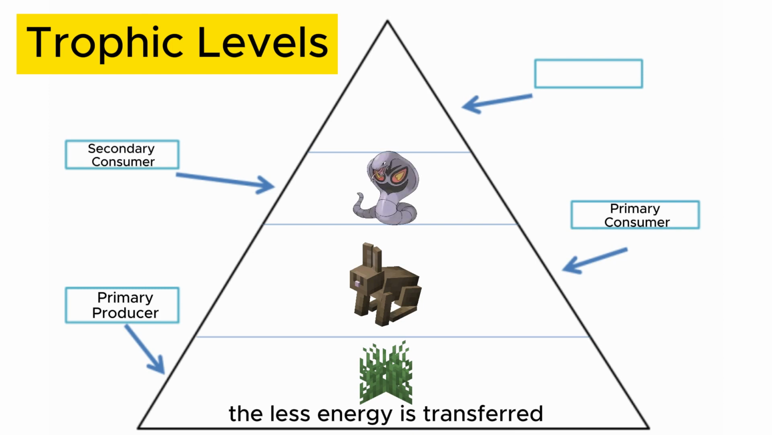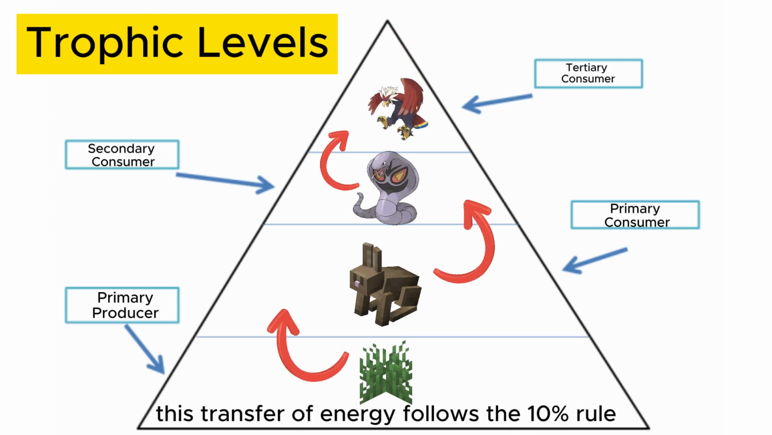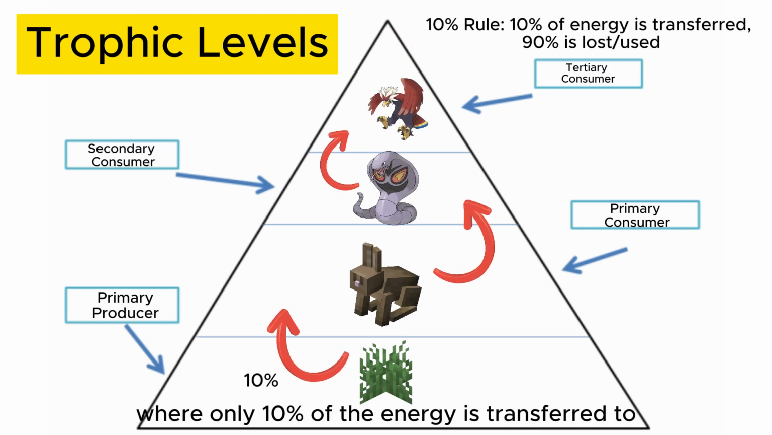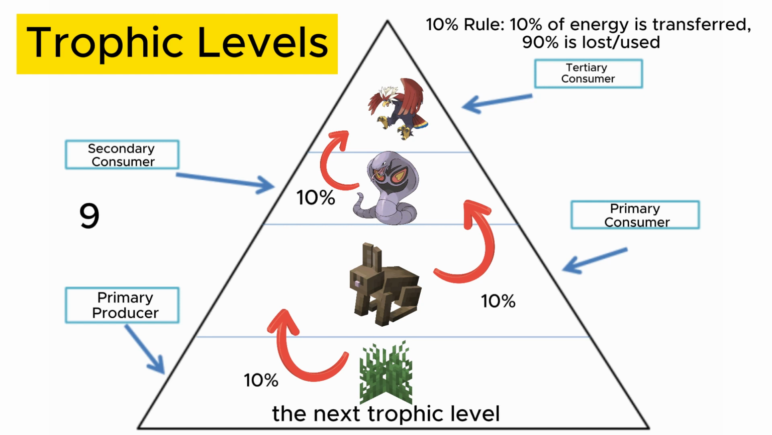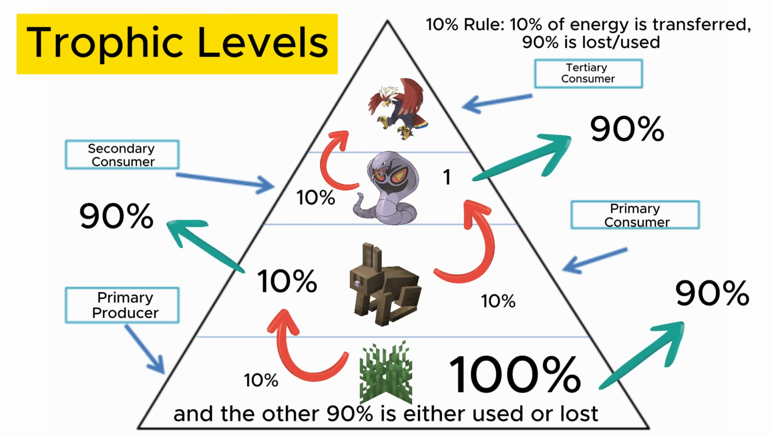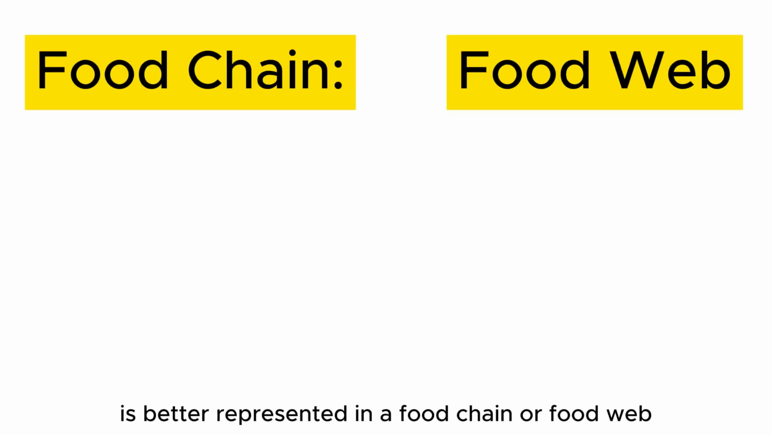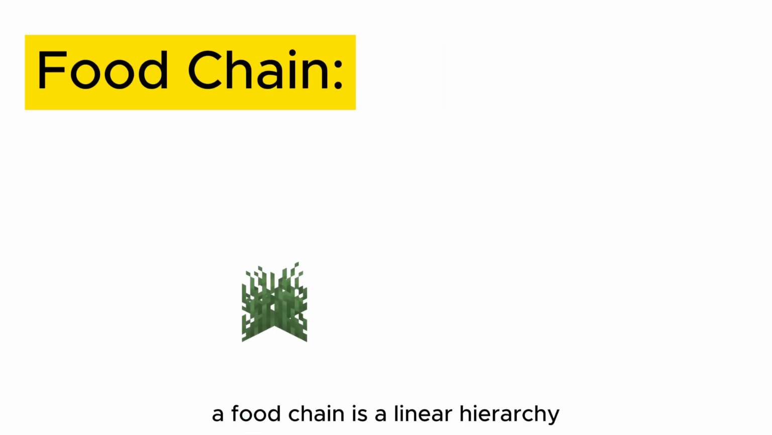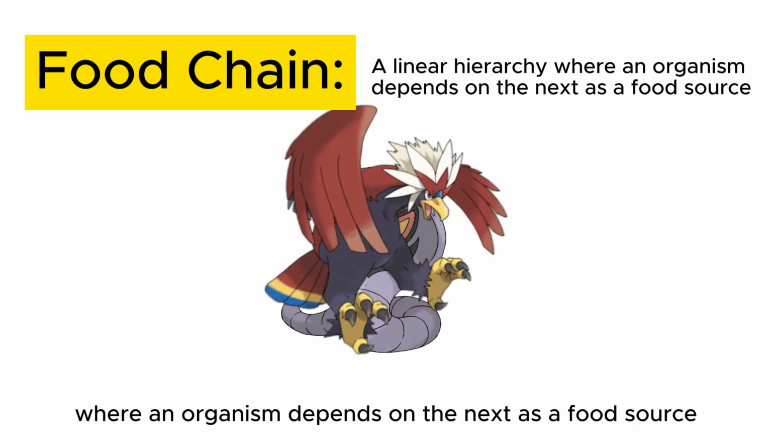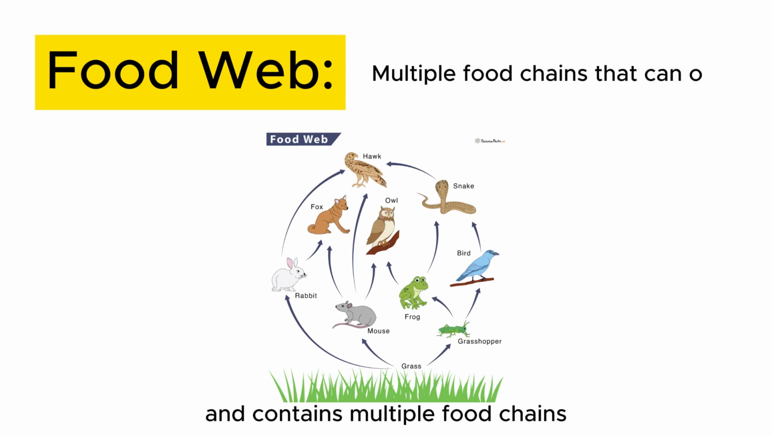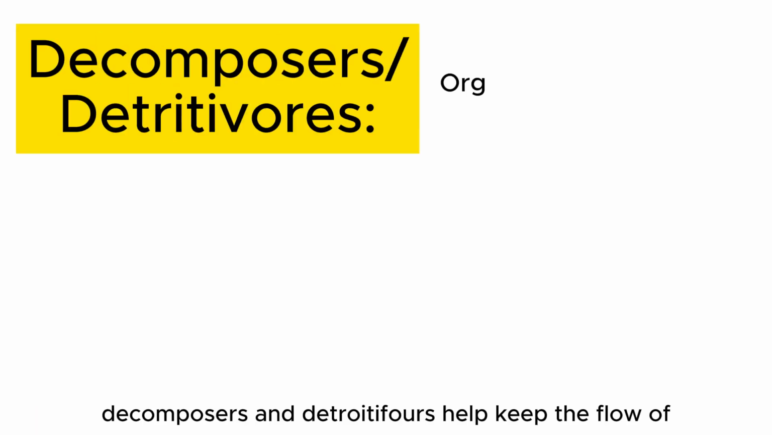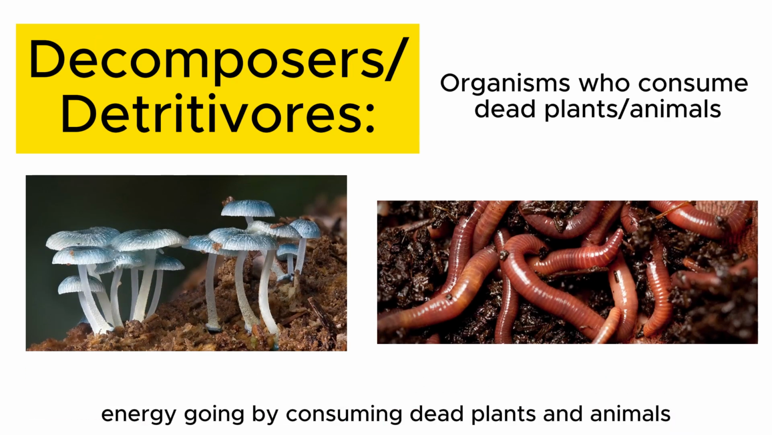less energy is transferred. This transfer of energy follows the 10% rule, where only 10% of the energy is transferred to the next trophic level, and the other 90% is either used or lost. This flow of energy is better represented in a food chain or food web. A food chain is a linear hierarchy where an organism depends on the next as a food source. A food web is much more complex and contains multiple food chains. Decomposers and detritivores help keep the flow of energy going by consuming dead plants and animals.